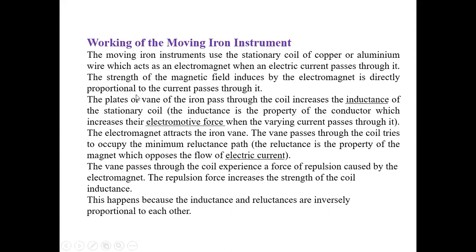So, the working of the moving iron instrument. The moving iron instrument uses a stationary coil of copper or aluminum wire, which acts as an electromagnet when a current passes through it. The strength of the magnetic field induced by the electromagnet is directly proportional to the current. Means when current passes through the stationary coil, it acts as an electromagnet and produces a magnetic field, which depends on the magnitude of current.